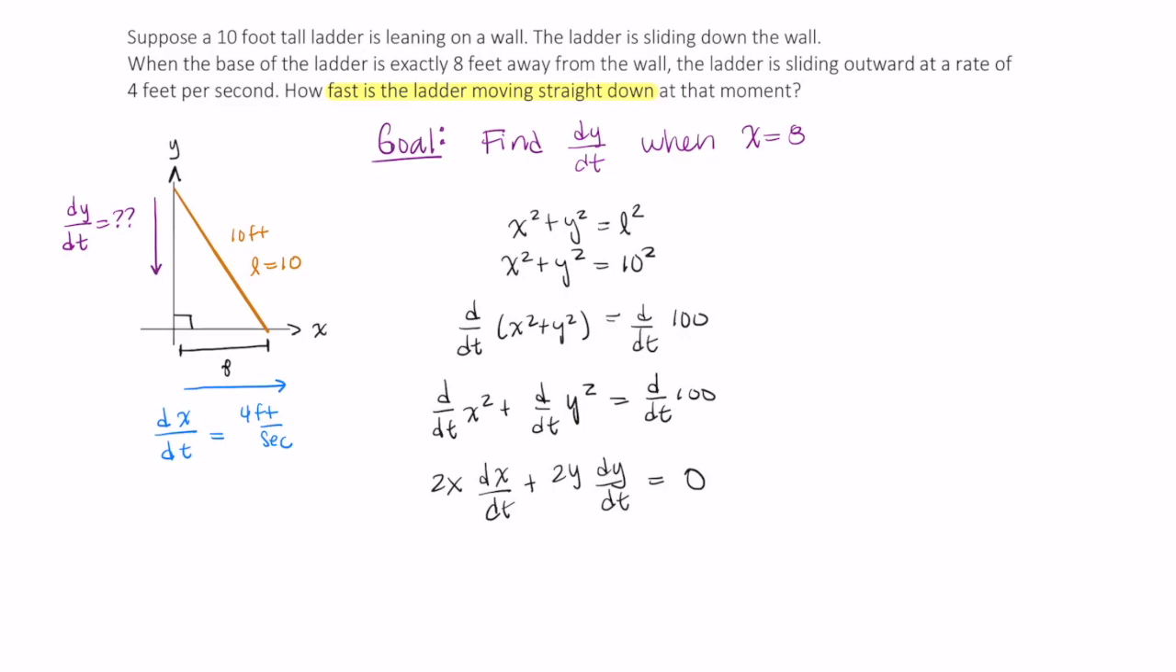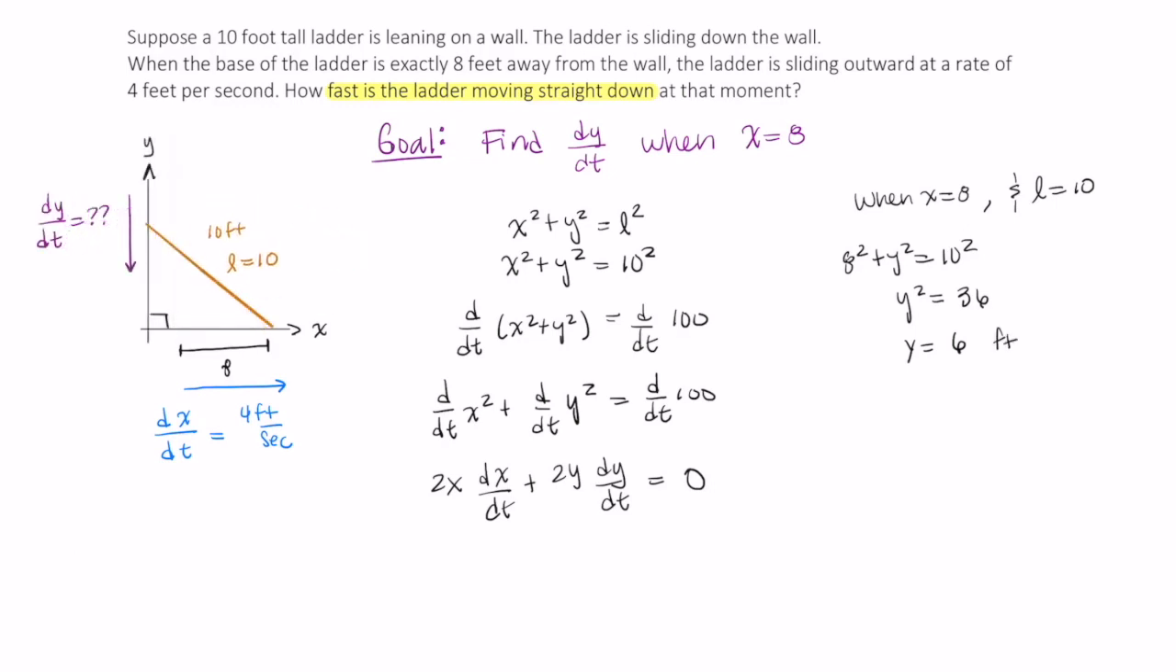So looking at this, I see that I'm given a value for x, so I can fill in this blank. I'm given a value for dx dt, so I can fill in this blank. My goal is to find dy over dt, so I know I won't have a value for dy over dt. That still leaves y. So what is y? Let's figure that out. When x equals 8, y can be found again using the Pythagorean theorem. So that is 8 squared plus y squared equals, and of course, what is our ladder? L is equal to 10. So y squared is equal to 36. This tells me that y is just equal to 6 feet.